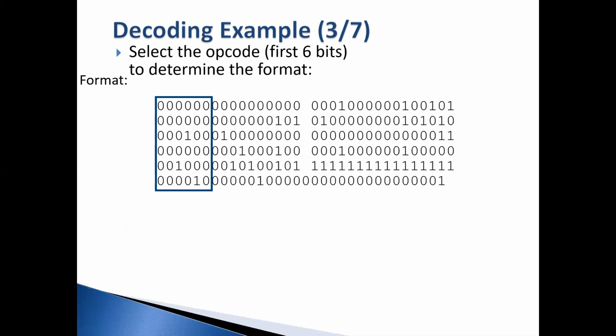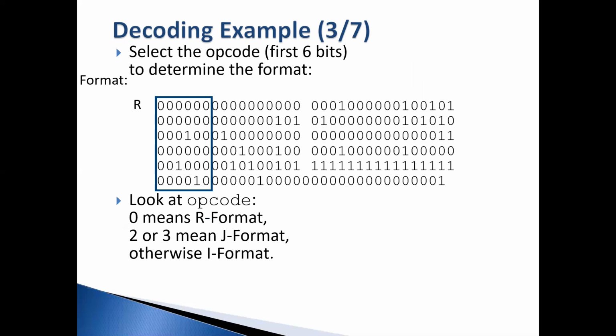What is the format of the first instruction? R. How about the second one? R. Third one, what is this value? 1004, right? So it's I format. How about the fourth one? 0 means R format. And the next one, 10008, right? So it's I format. And finally, the last one, you have 2, which is J format.